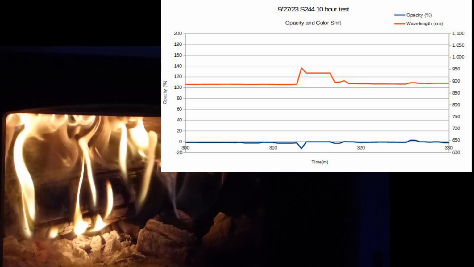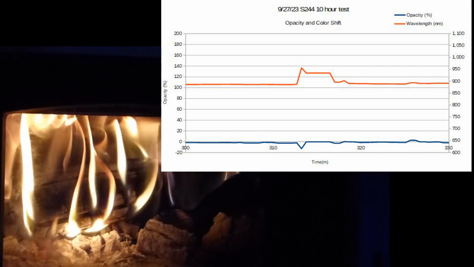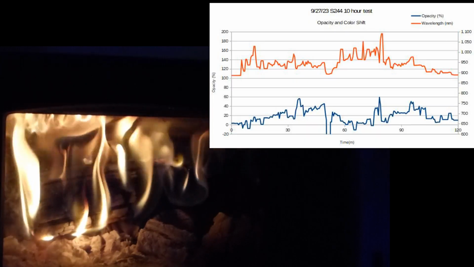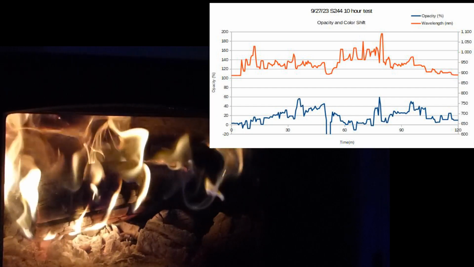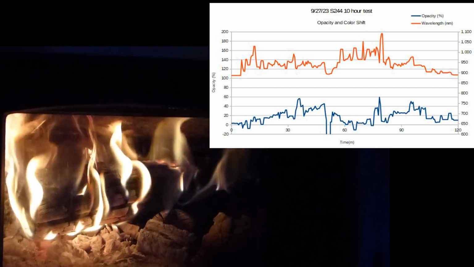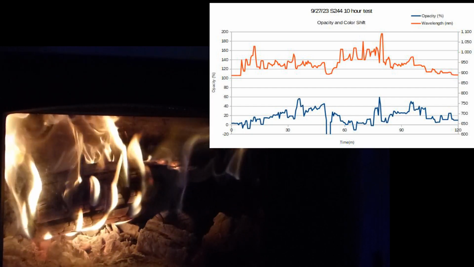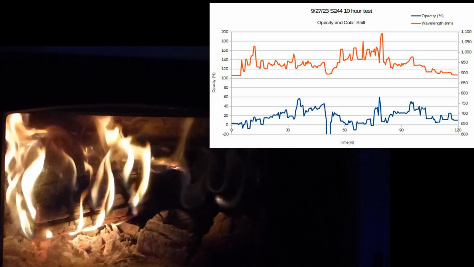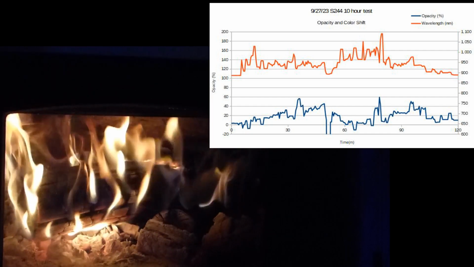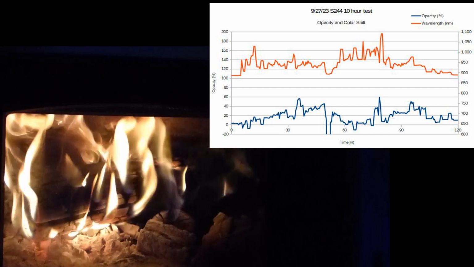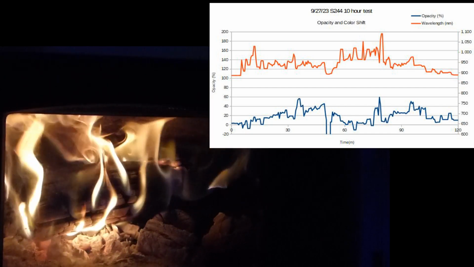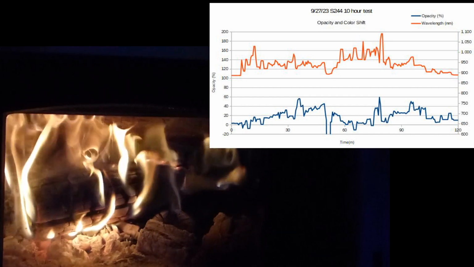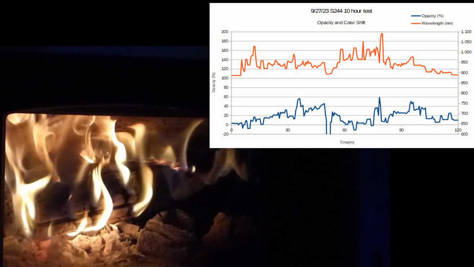While we look at the fire, we'll change graphs here. This is the first 2 hours of the 10-hour test. And you can see that very early in the test, we get high numbers on the color where the opacity is just still building up. We're starting to make some smoke and getting up to the 20% level. And the color is giving us more information earlier into it.